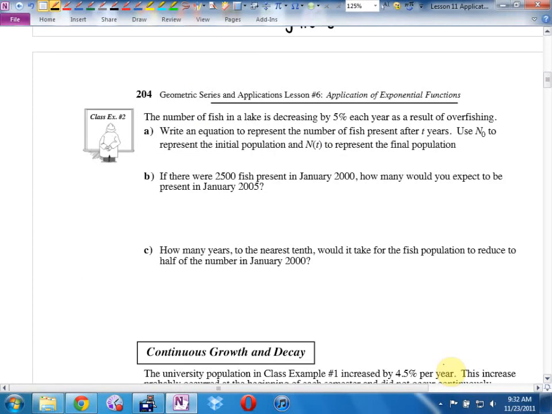Example two. The number of fish in a lake is decreasing. I want you all to underline the word decreasing by 5% each year as a result of overfishing. It says, write an equation to represent the number of fish after t years. Use n0 to represent the initial population and n of t to represent the final population. At the top of the page, I'm going to write A equals A0 C to the T over P. That's my generic equation, my template that I memorized. Except instead of A0, what do they want me to use for the initial population? Read the question. Itzel? Instead of A0, thank you.